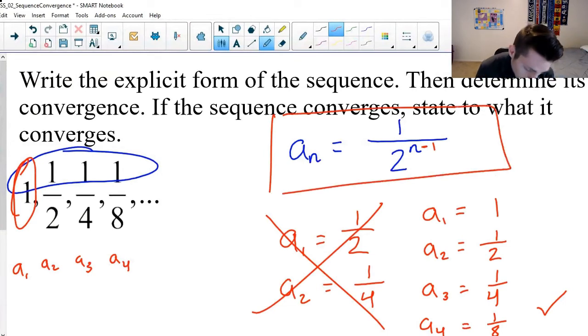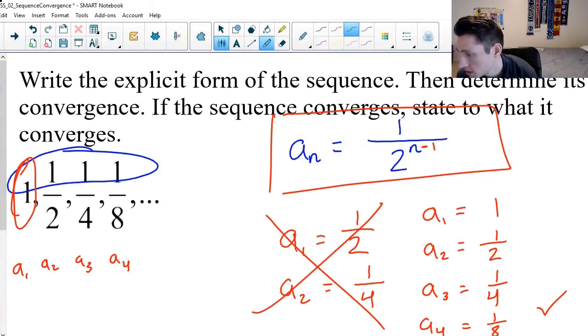Okay, so this is my explicit form of the sequence. And then we have to figure out if it converges and what it converges to. Could that change the answer if it came up on a test like this?